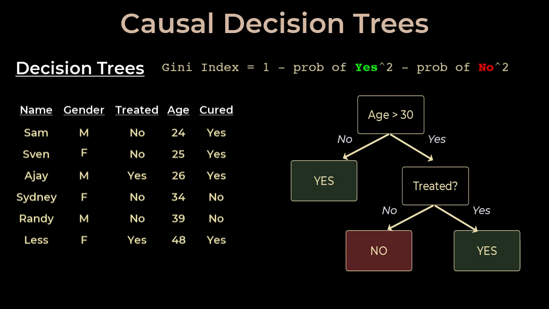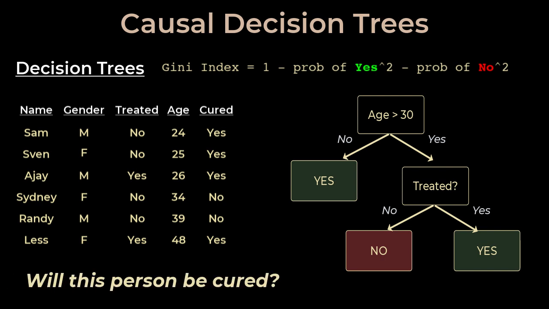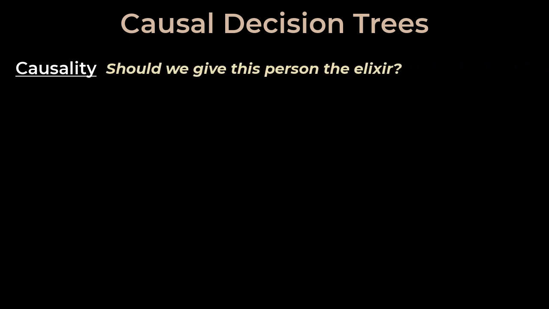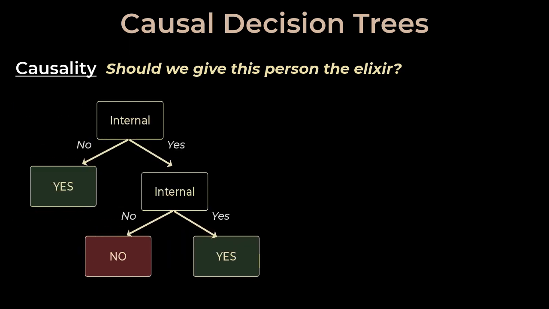The decision tree answers the question, determine if this person will be cured given a person's age, gender, and whether they were given the treatment. But what if we want to go a step further? And we want to answer the question, should we give this person the elixir? Answering this question means the tree needs to understand if the treatment causes the flu to go away. And we can answer this by making a few modifications to the tree itself.